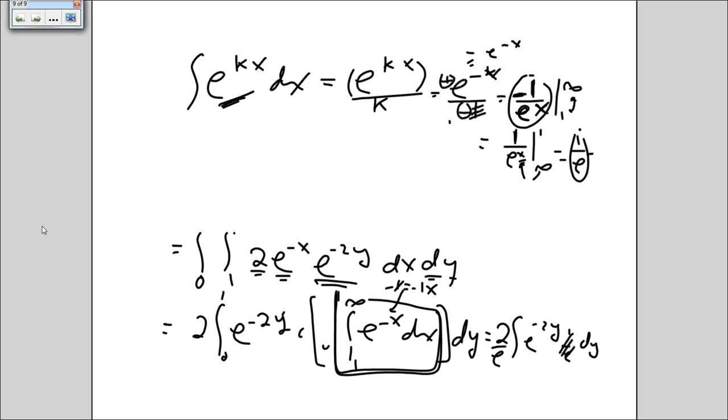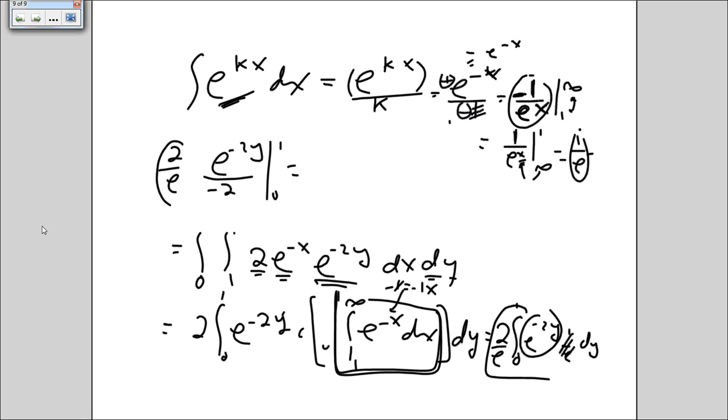So let's do this integral down here. 2 over e is a constant. I do want to do one thing. The limits are 0 to 1. The integral of e to the negative 2y is e to the negative 2y divided by the derivative, which is negative 2. And we are going from 0 to 1. That's negative 1 over e. Negative 1 over e times e to the negative 2y. From 0 to 1.